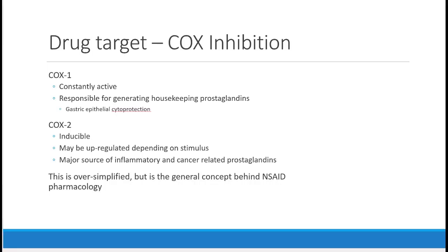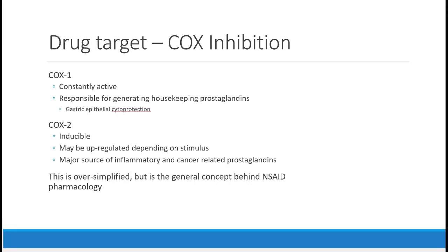We'll talk about that in a minute too. COX-2 is an inducible enzyme, and it's upregulated depending on different stimuli. So if you have some sort of an injury or something like that, it's going to upregulate itself. So COX-2 is really the major target of what we're trying to block as far as helping with pain and inflammation.